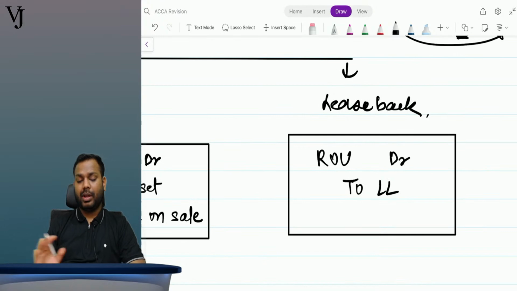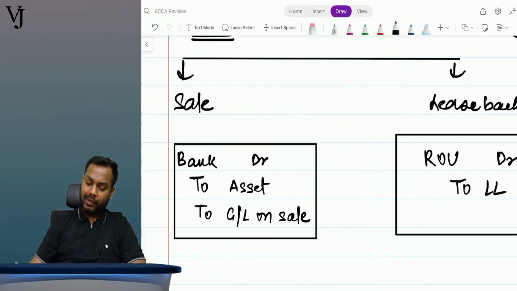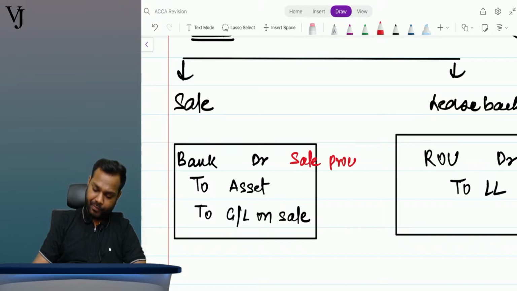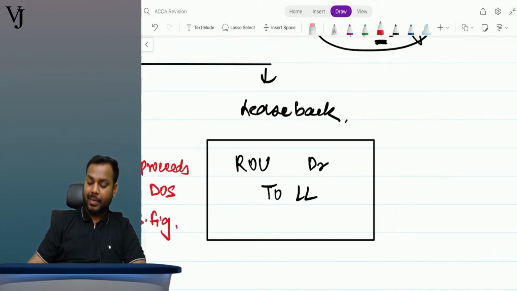Now, in these two entries, here you will write what? Sale proceeds. Here you will write what? Carrying amount on date of sale. Here you will write what? Balancing figure. Now, lease liability, how will you calculate? Present value of future lease payments.